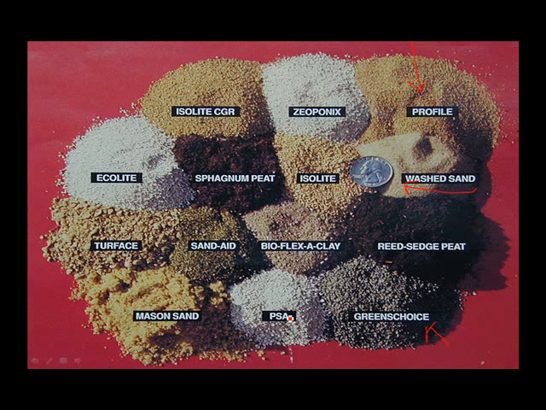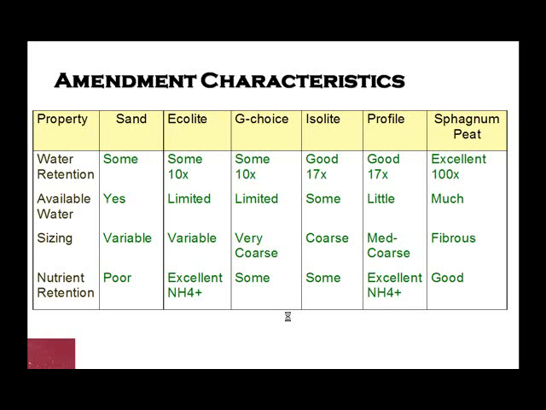So this is kind of important. So take some time, look at this, and go back and forth between this and this next slide. So this is the properties. So we've got sand in our first column, Ecolite, Green's Choice, Eusolite, Profile, and Sphagnum peat. And what happens with these? So water retention. Sand pretty much is the same.